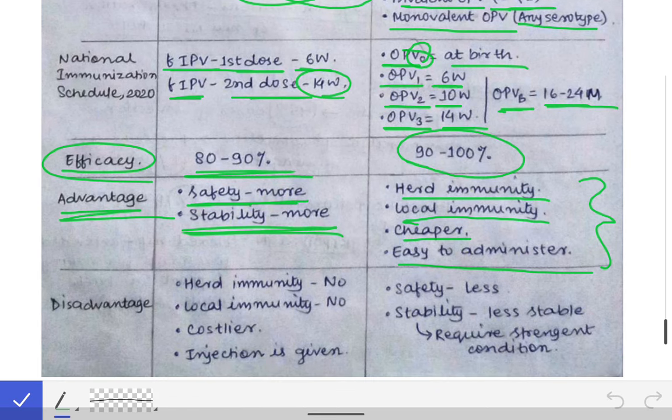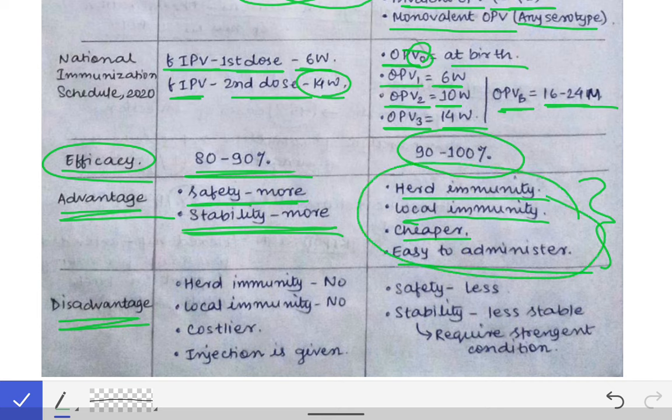What are the disadvantages? So whatever advantage we see in the case of the OPV will become the disadvantage in IPV. So herd immunity is not seen in IPV, local immunity is not seen in IPV. It is much costlier, and injection is given which needs some practice. So those are the disadvantages of the IPV.